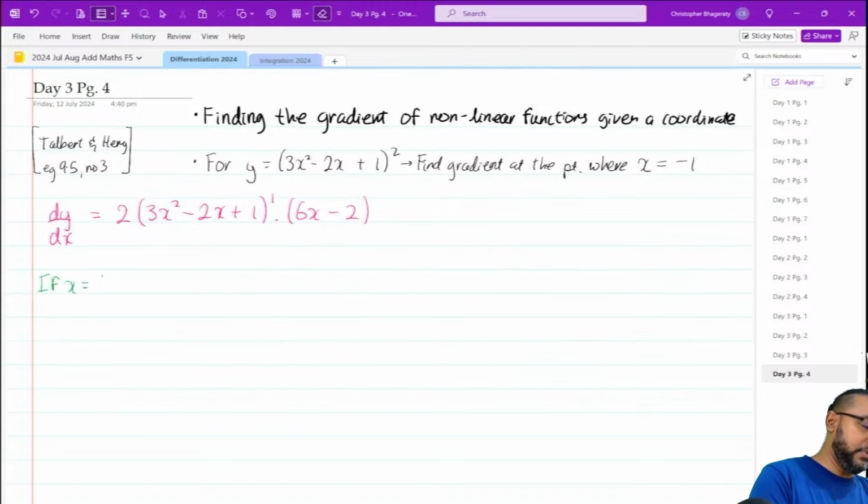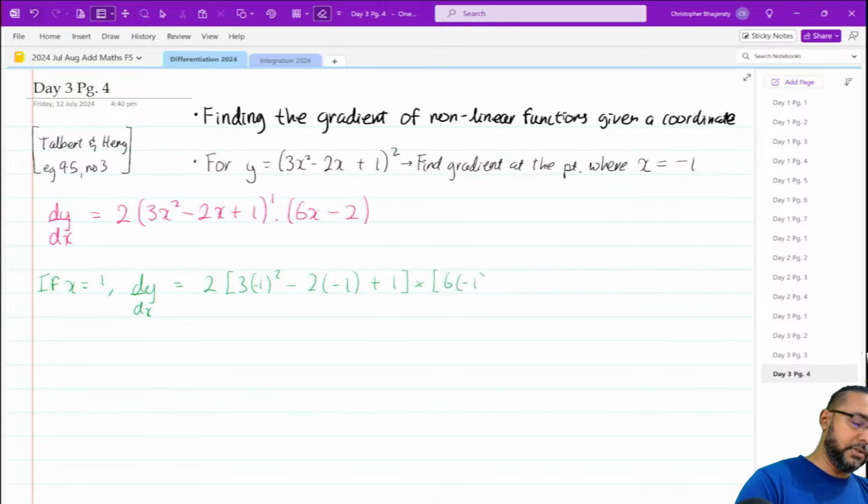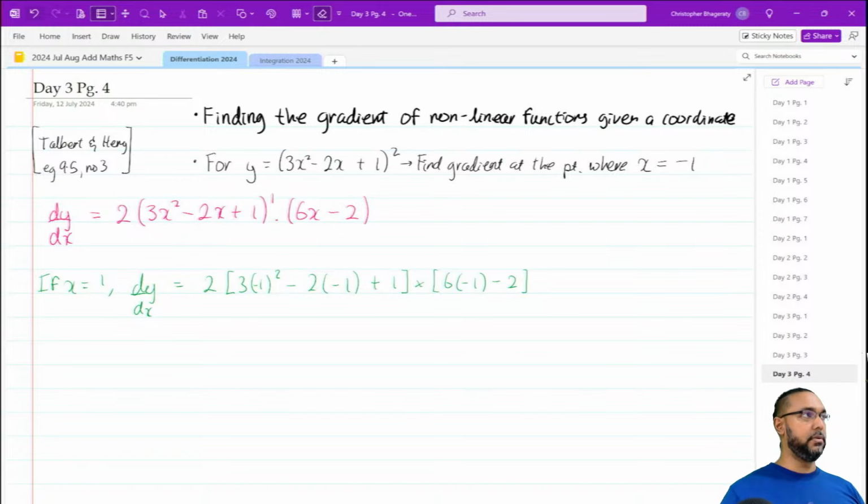So if x is equal to minus 1, then dy/dx is equal to 2 multiplied by 3 by minus 1 squared minus 2 by minus 1 and plus 1. And then, of course, we multiply that by 6 by minus 1, then minus 2. Are we okay with the substitution?